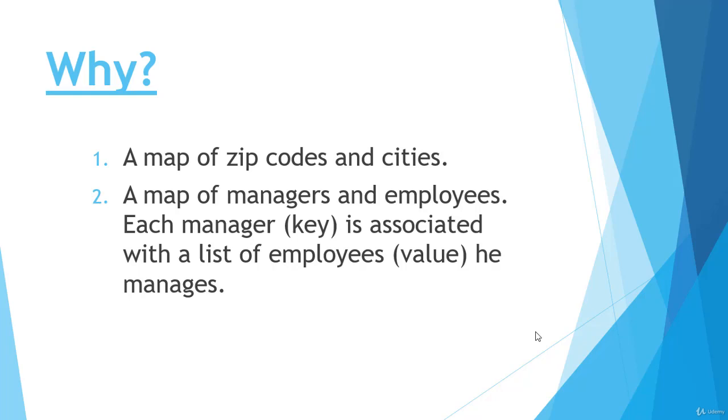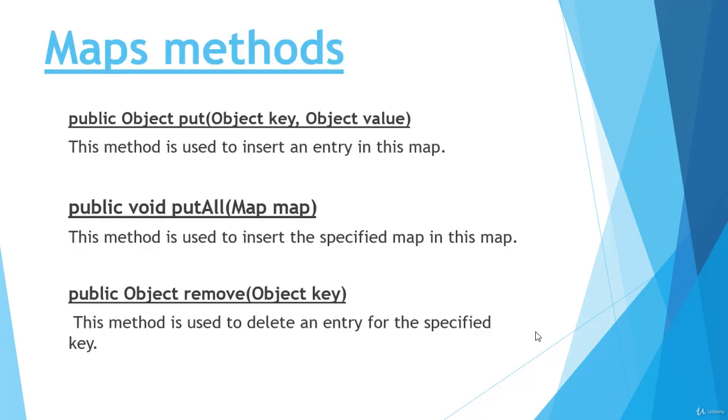I hope you understand. Now let's discuss the methods that are present in the map interface. The first is public Object put. The name of the method is put, and the parameters are an Object type key and an Object type value. This method is used to insert an entry in the map.